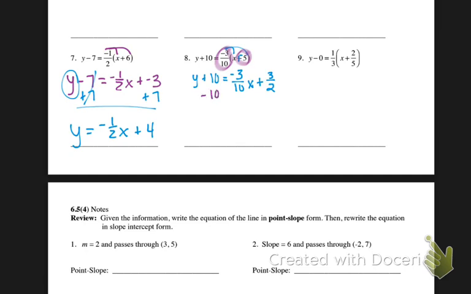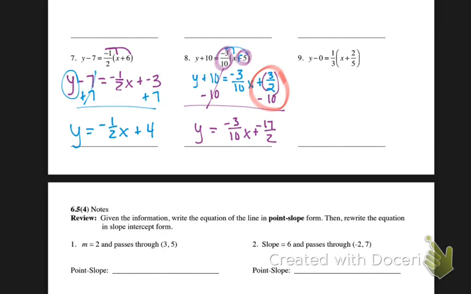Then we're going to subtract 10 from both sides. Again, make sure you have parentheses around your fraction, and then you can put that in your calculator. So we have y equals negative 3 over 10x minus 17 over 2. That's the same as plus negative 17 over 2, so you may have that as well.